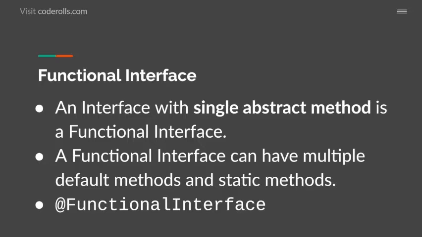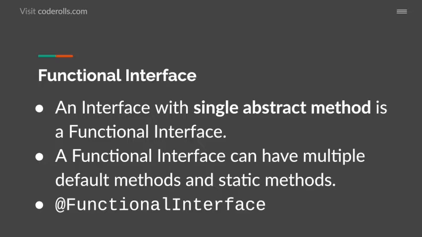An interface with a single abstract method is a functional interface. A functional interface can have multiple default methods or multiple static methods, but it should have only one abstract method. Then we can call this interface a functional interface. And there is one annotation, @FunctionalInterface. It is always recommended to use this annotation. So whenever you create an interface, it is always recommended to use this annotation over that particular interface.